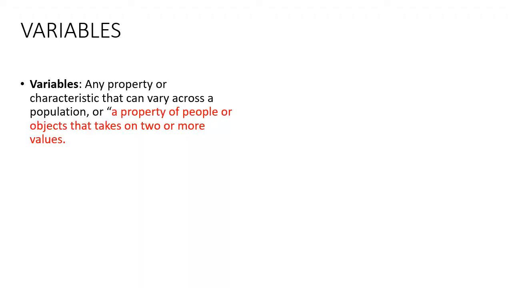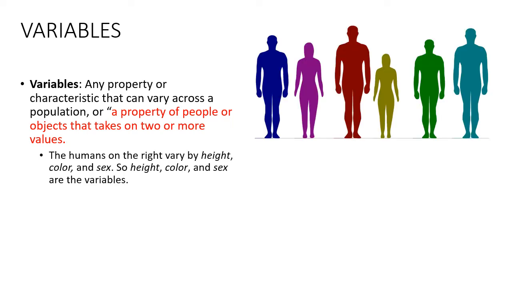You'll recall that variables refer to any property or characteristic that can vary across a population or differ across a population, or a property of people or objects that takes on two or more values. So for example, the humans on the right vary by height, they vary by color, they vary by sex. We have males and females. So height, color, and sex are the variables through which we can define this population.